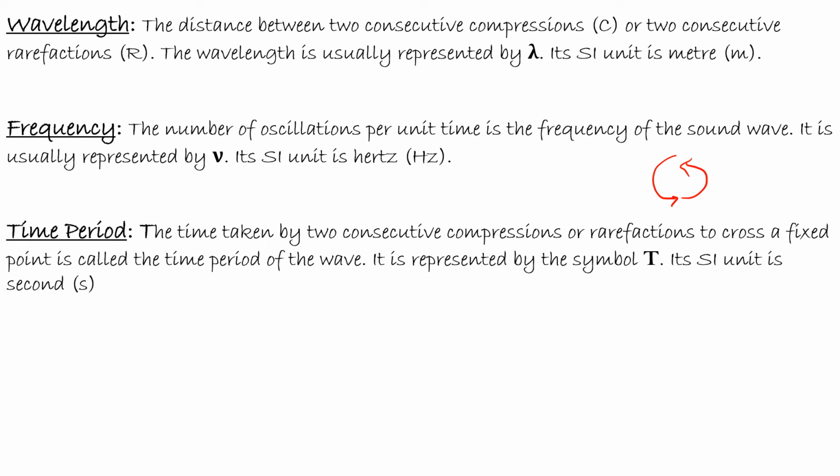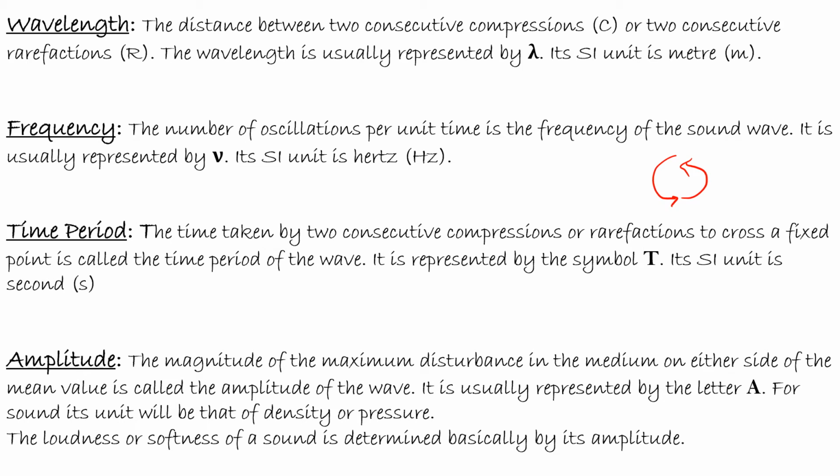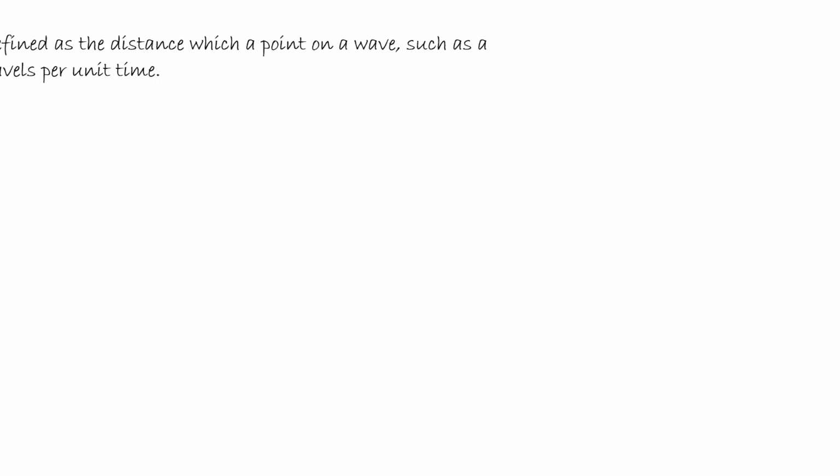Next, we have time period, which is basically the time taken by two consecutive compressions or rarefactions to cross a fixed point. This can also be stated as the time taken for one complete oscillation. Finally, we have amplitude, which is the magnitude of maximum disturbance from the mean value. It is usually represented by A, and of course, the loudness or softness of a sound is determined basically by its amplitude. Cool.